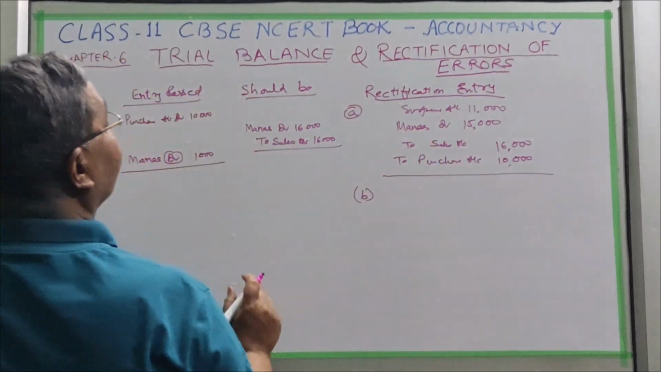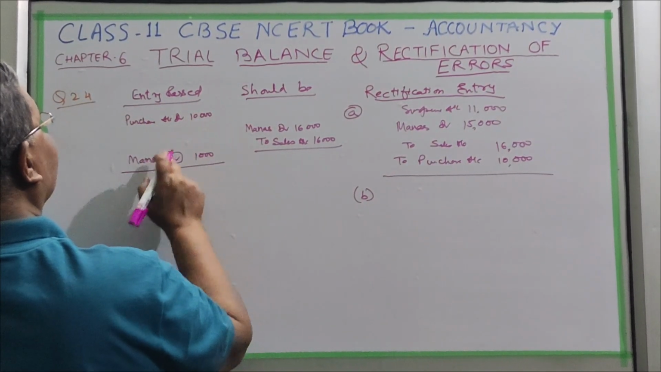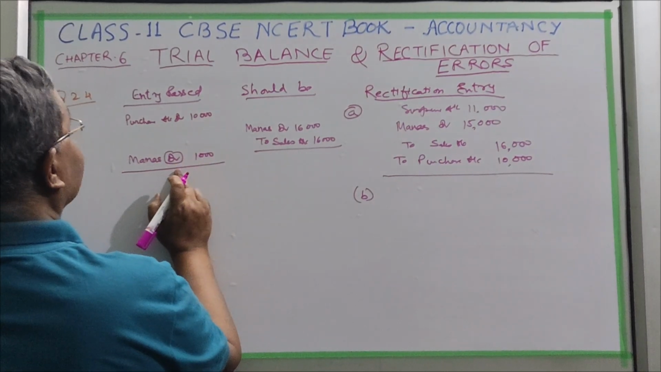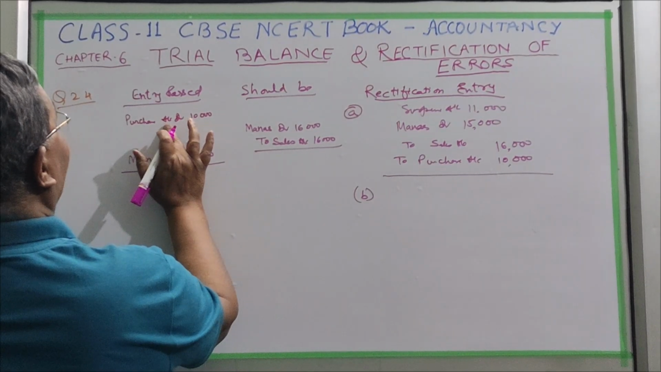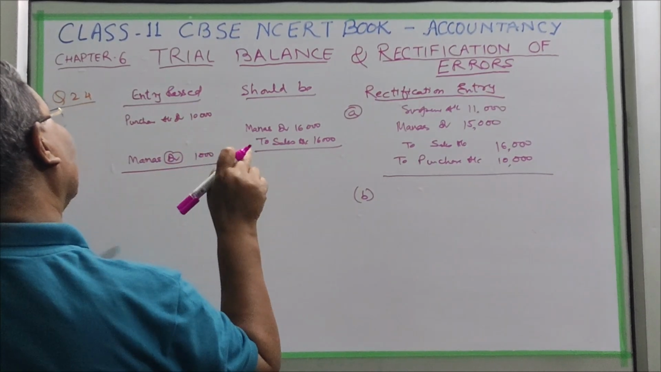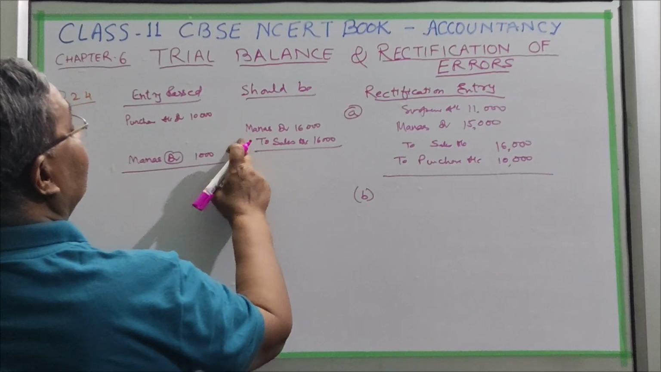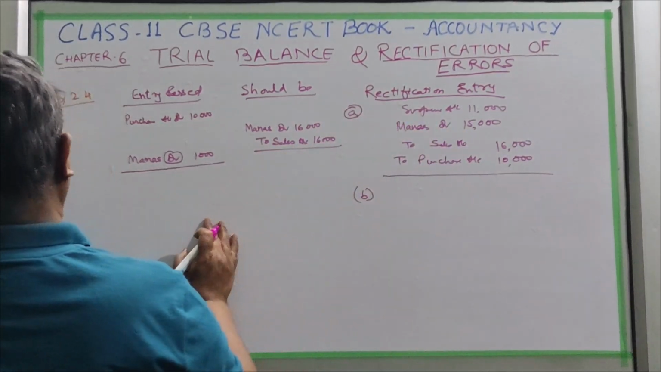This is clear. Purchase account 10,000, so it goes, and from here while posting minus account debit, purchase account creates a credit entry, but you have done minus debit, and that too by 1,000. So that's why minus debit is done by 15,000.